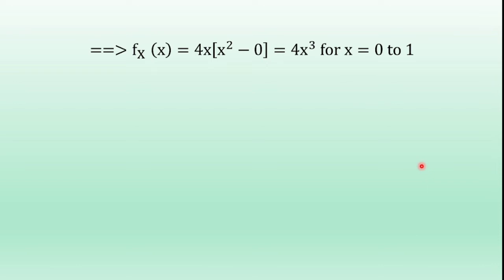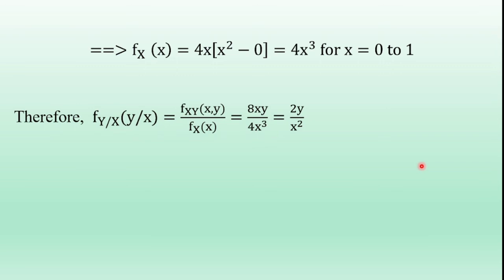for x is equal to 0 to 1. And substitute this marginal density function value into the conditional density expression. What is the conditional density expression? F of y by x is equal to fxy of x comma y by fx of x. So given that the joint density function is 8xy, here the marginal density function of x is 4x cube. 8xy by 4x cube is 2y by x square.